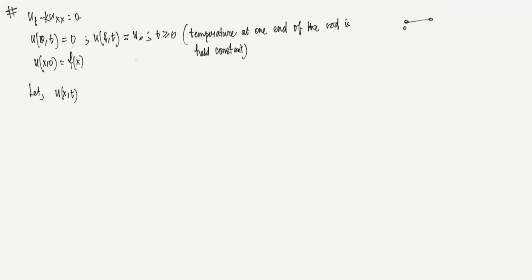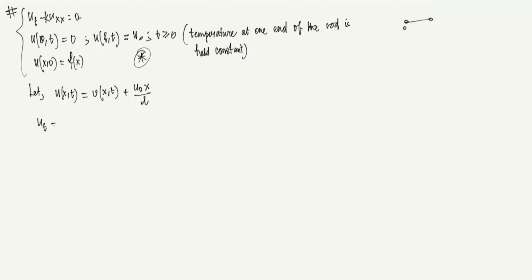Let u of x,t be the solution of this equation. Let's call this equation star. We want to break that solution up into two parts. One part is v of x,t, and then there is another part which takes into account u naught. So I'm writing it as u naught x by L. Now if we substitute this in the equation, what happens?